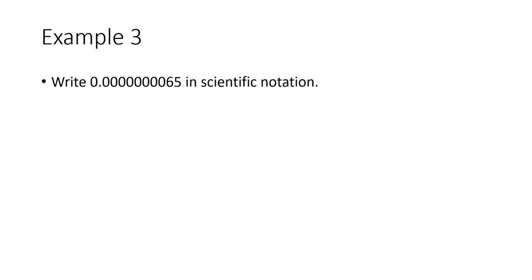If we want to write this number in scientific notation now, since it's a small number, we want to move this to the right. 1, 2, 3, 4, 5, 6, 7, 8, 9 places. And we get 6.5 times 10 to the minus 9. Because this is a really small number, we get a negative exponent. If we want to write this number in scientific notation, again, we're just going to move 1, 2, 3, 4, 5 places to the right. And we get 2.1 times 10 to the minus 5.